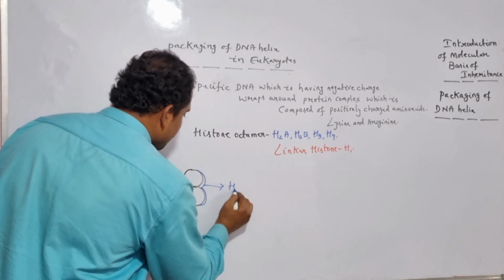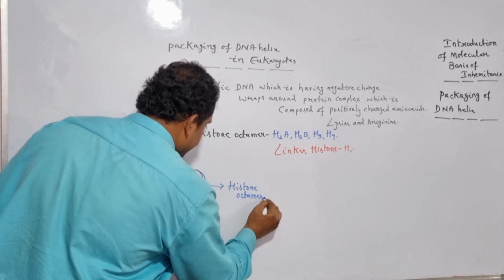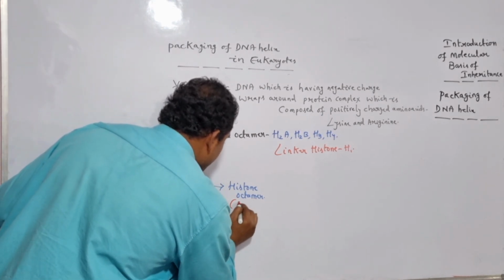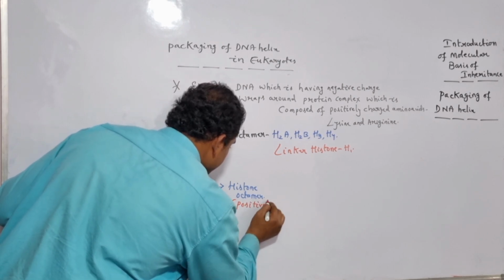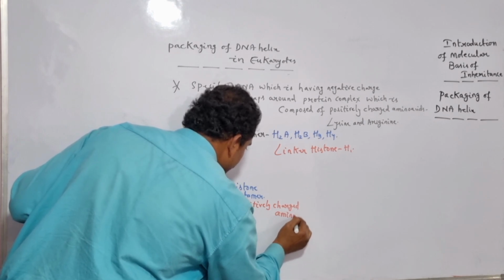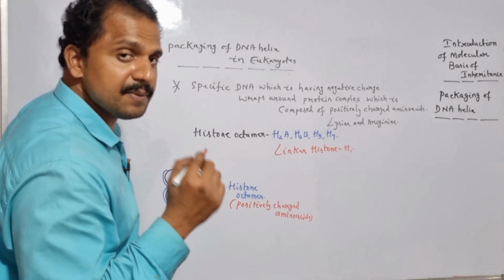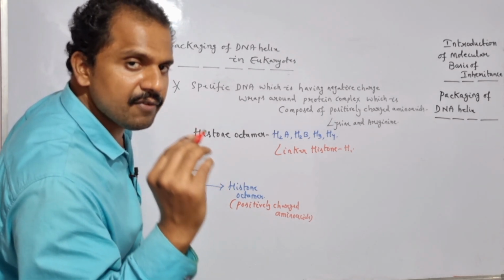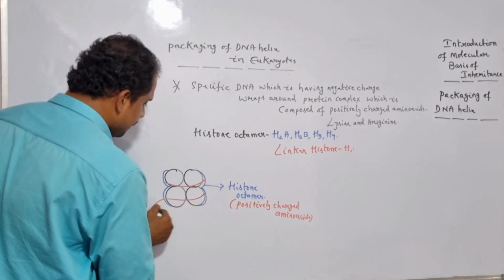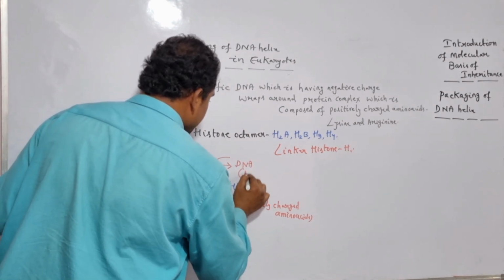And here it is nothing but what? Histone octamer, which is composed of 8 identical subunits. And basically it is composed of positively charged amino acids. And on the surface of the histone octamer, in general, the specific DNA which is having the negative charge wraps around here. DNA, which is having the negative charge.